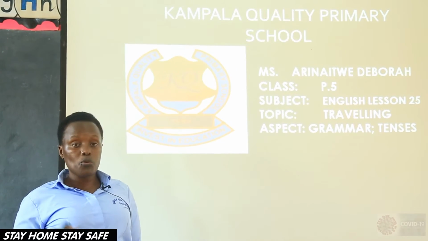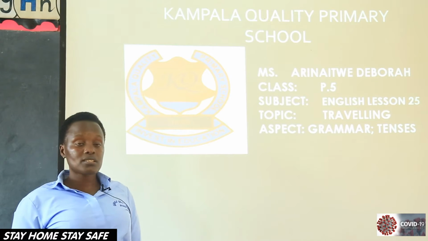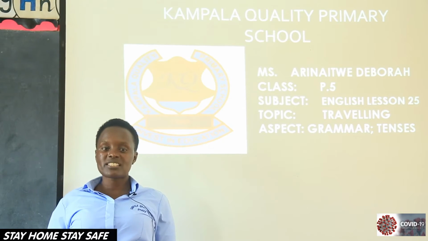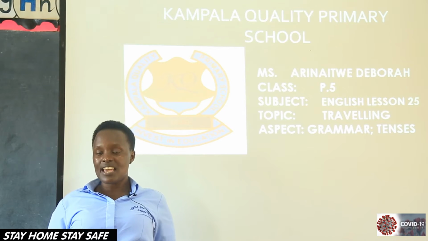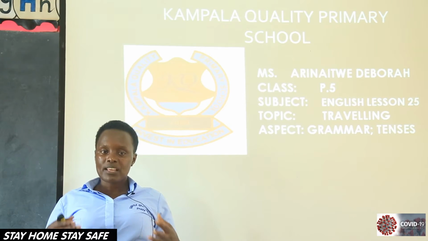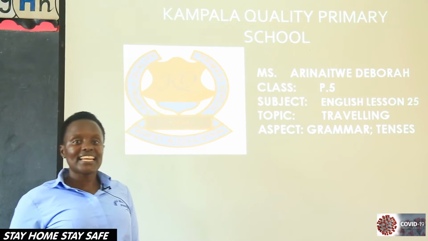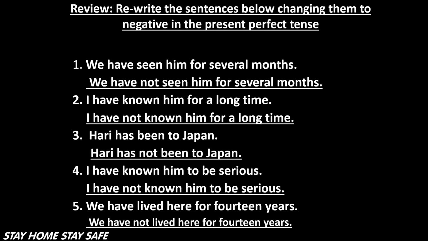So now we are going to begin by doing corrections. I request you to get out your books so that we mark our work. Let's mark the work that we did last time. I left you with an activity. Let's mark the activity that I gave you last time. So you were supposed to rewrite the sentences that I had given, and you were supposed to write them in the negative form. There were 5 numbers, right, in the negative form in the present perfect tense.